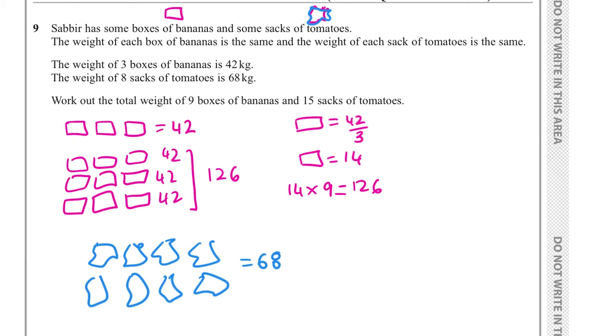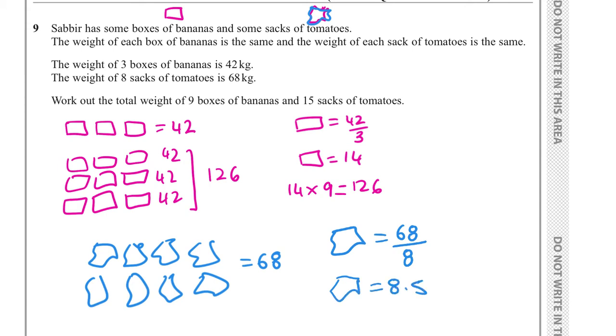Like earlier we tripled this to get 9, but does 8 go into 15? No. So what would probably be the better alternative is to find 1. How would we find 1? We'd do 68 divided by 8, because there were 8 sacks, right? So 68 divided by 8 is 8.5. So 1 tomato sack is 8.5.